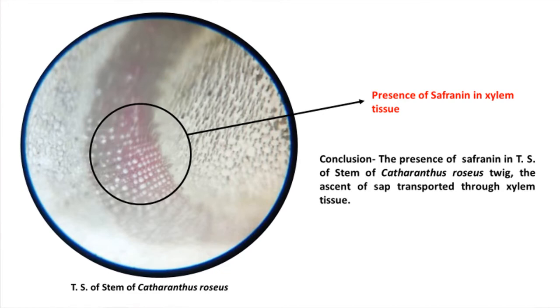In this image that you are observing on your screen, you can see that only the stain was observed in the xylem elements, or the xylem regions, of this section. So it proves that the ascent of sap always moves through the xylem elements. The path of the ascent of sap is always through the xylem elements. So this is your experiment.